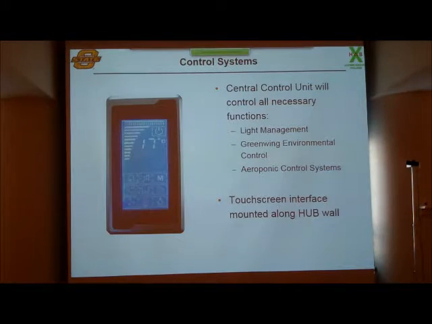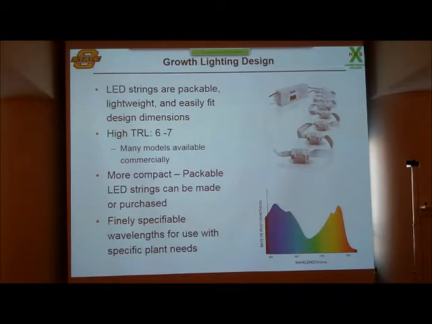All systems will be controlled from a central control unit mounted in the interior of the main hub. This will allow the astronauts to control light, any necessary environmental controls, as well as aeroponic control systems to make sure the plants are growing as strong as they can.